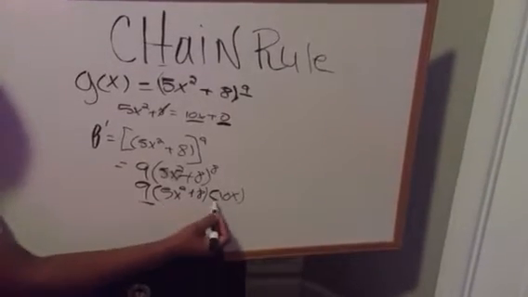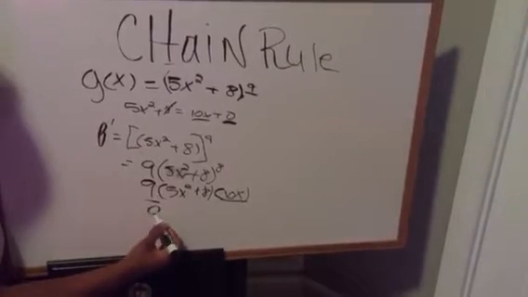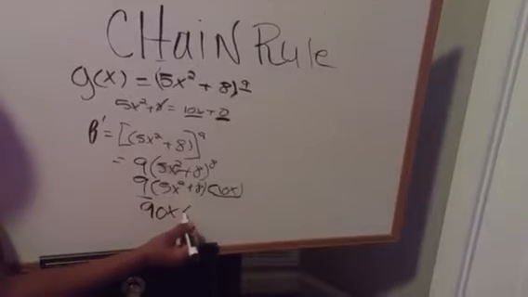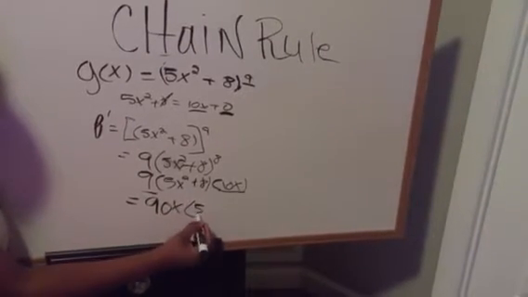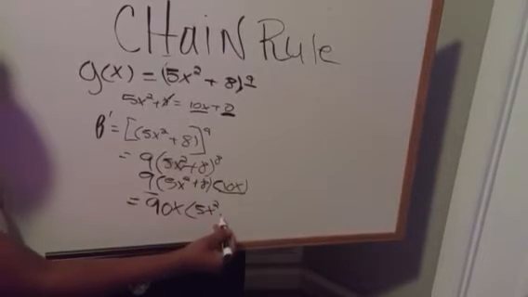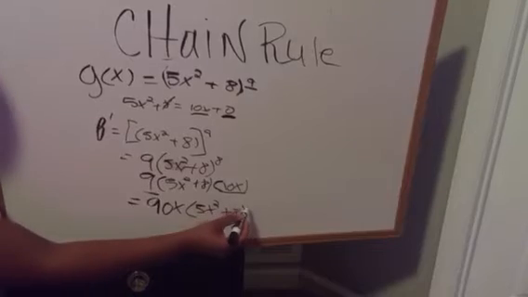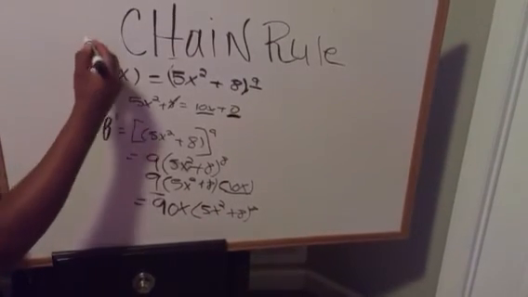Alright, so then we have 10 times 9x, which equals 90x, times 5x squared plus 8 to the 8th power. And that's how you use the chain rule.